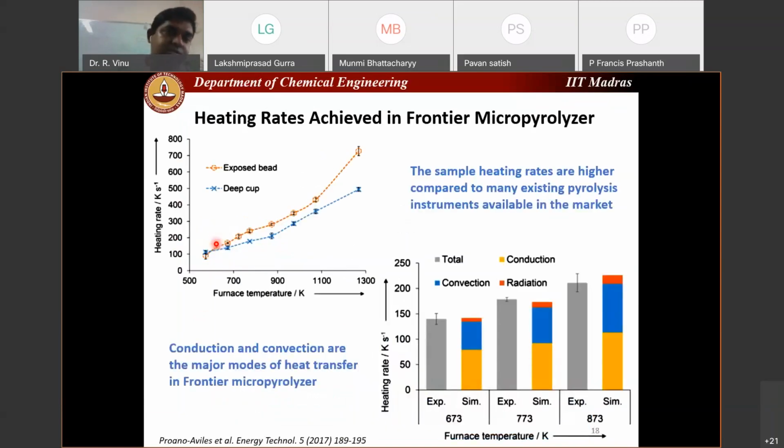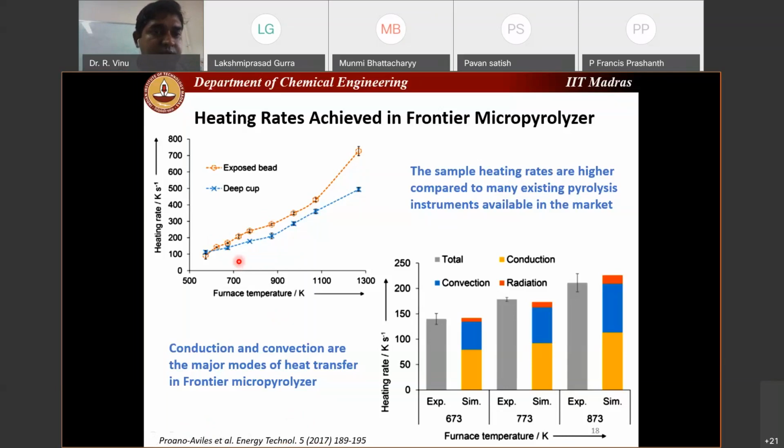Okay. And there are studies available in the literature which have reported the actual heating rate of the sample with different types of samples and different types of cups, right? Exposed bead or a deep cup or a shallow cup and so on. And they have typically reported what the actual heating rate of the sample is, because the heating rate of the sample also depends on sample properties like thermal conductivity and other things. Okay, and so this is actually a very nice paper from the Iowa State University.